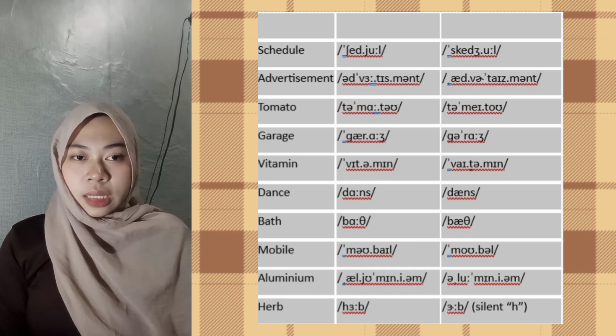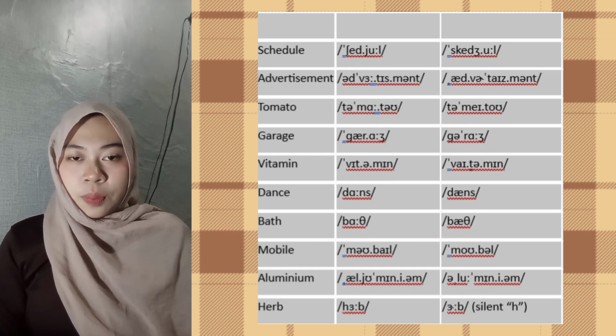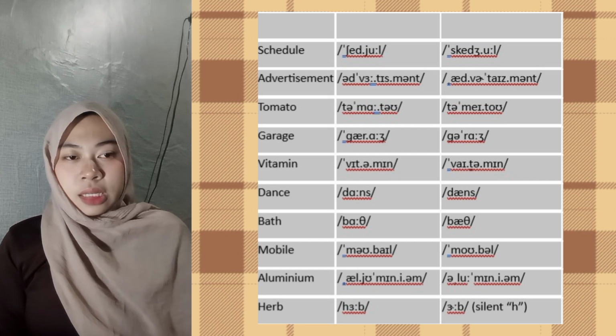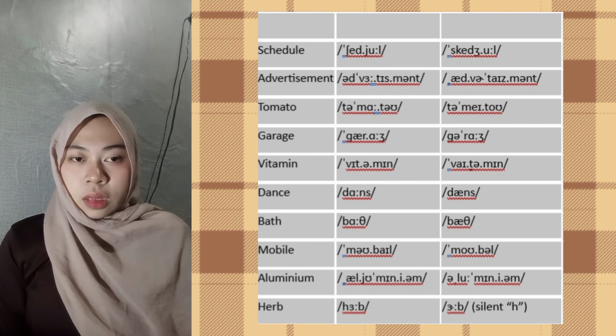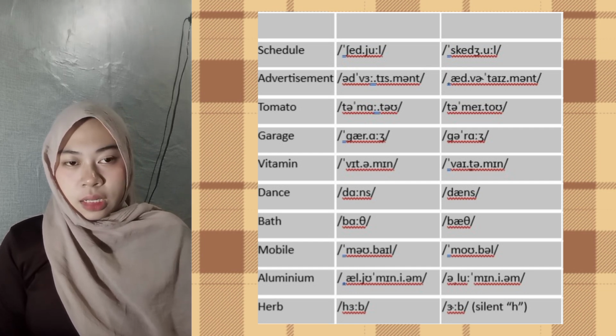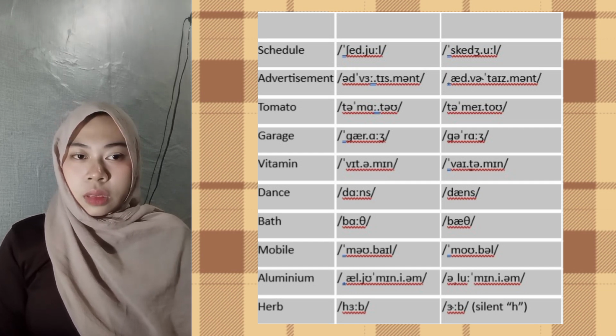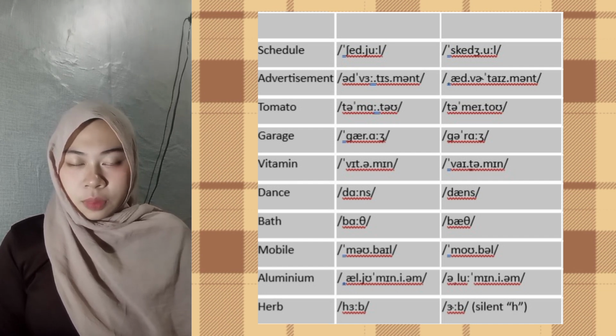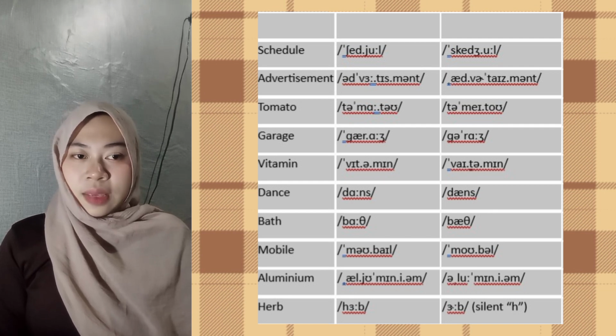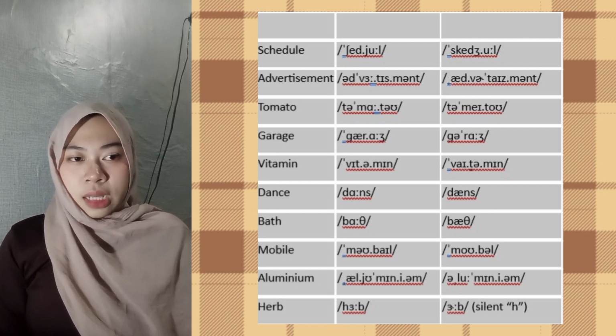For the British English accent, it's bath, while American accent, it's bath. And then mobile, for the British accent, it's mobile, and American accent is mobile. And then aluminium, for the British English accent, it's aluminium, while American accent sounds aluminum.